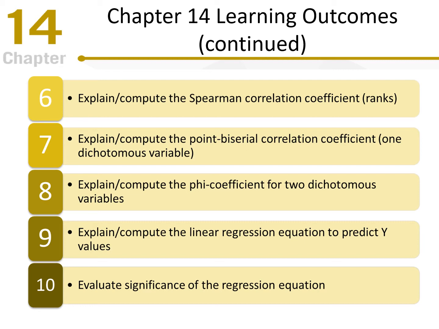I'll be talking about Spearman's correlation coefficient, called Spearman's rho. It works with ordinal data. Pearson r works with interval or ratio scale data. So there's a difference in what you can do if you have interval or ratio scale data versus ordinal data versus nominal data. The point-biserial correlation is when you have one dichotomous variable, coded 0, 1, and the other variable is continuous. The phi coefficient is tied in with chi-square, which we're going to be talking about later in the course. And then the linear regression equation and the significance of the regression equation.